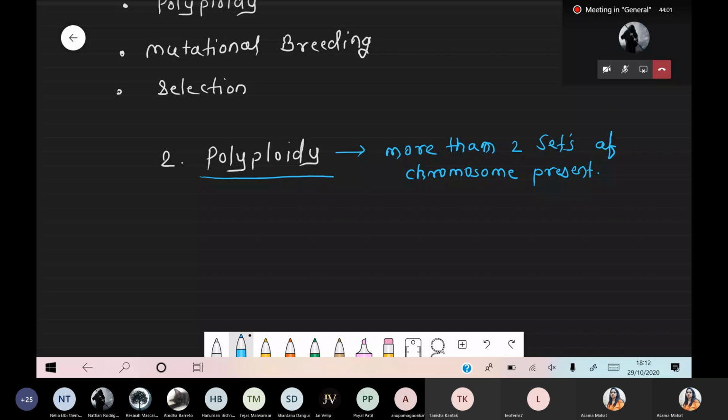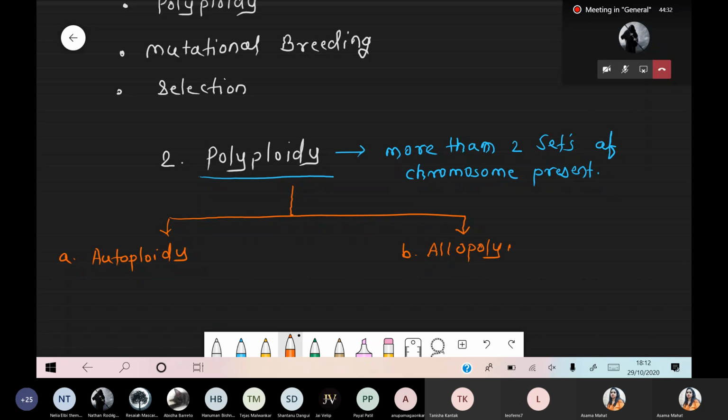Polyploidy basically is divided into two types, autopolyploidy and allopolyploidy. So we continue this part. Polyploidy is divided into two types. First one, autopolyploidy. And the next one is allo, that is different. Allopolyploidy.